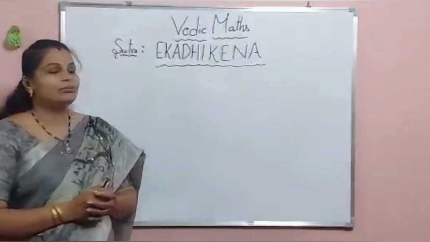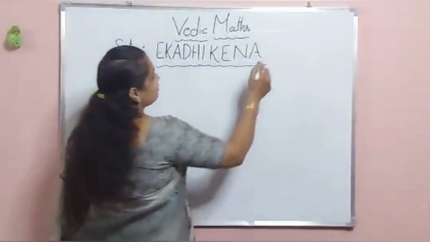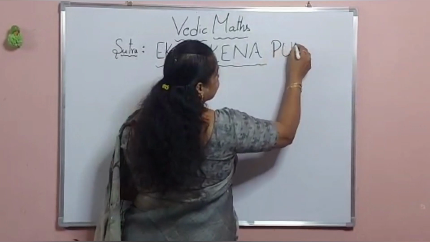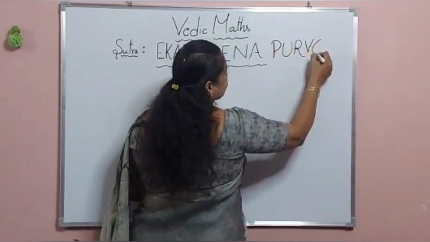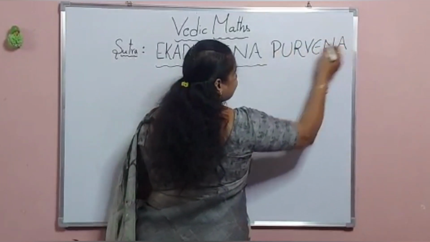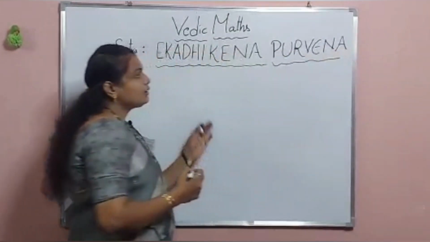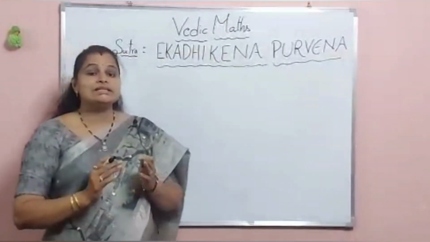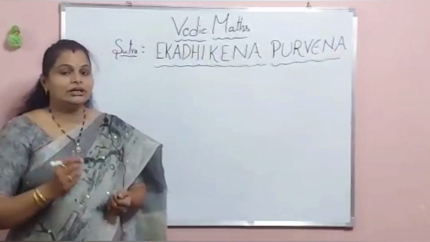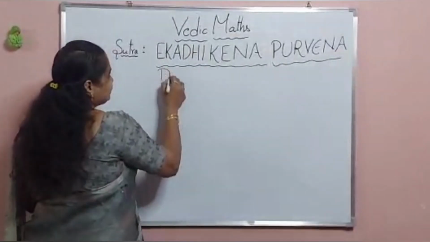So let's move into today's concept. It's Ekadikena Purvena. We can also call it Ekadikena Purvena, which is the Sanskrit term. In English, we can call it dot method addition.